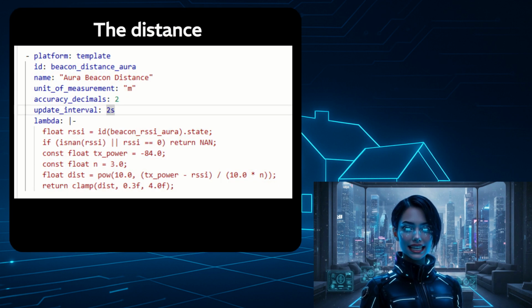Starting from the RSSI value we have just measured, we apply a logarithmic formula that allows us to estimate the distance from the beacon. The result is a measurement expressed in meters that gives us a fairly accurate idea of how close or far Aura is.